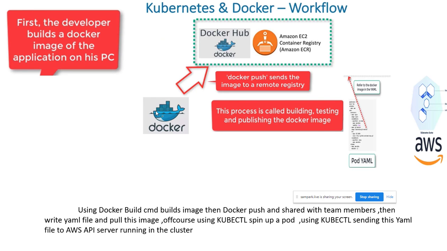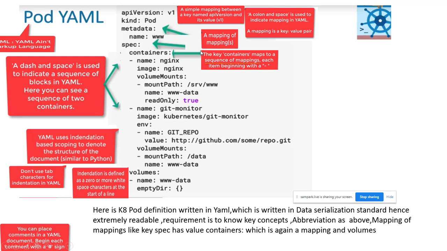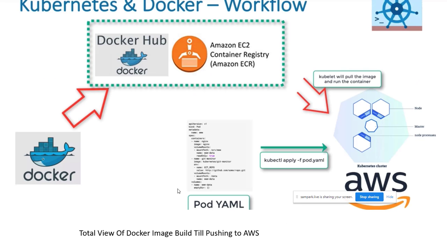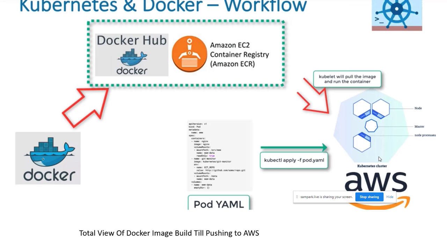Yeah, so this is the flow. Once you have your image, you mention it in the container path, in the container name, and once you're done with it, you're pushing it to the AWS cluster. So this is a total view of Kubernetes and Docker, what we discussed right now.